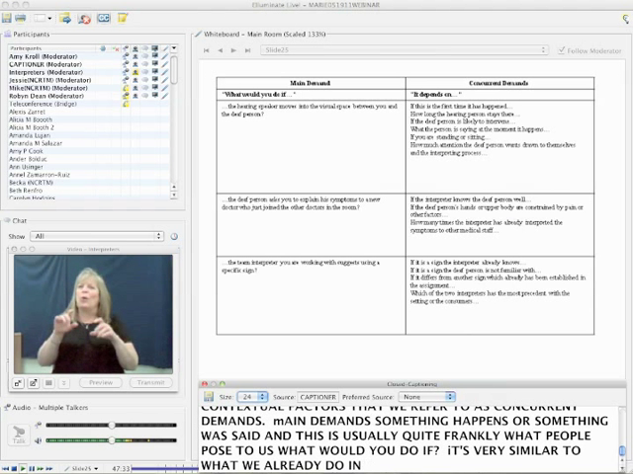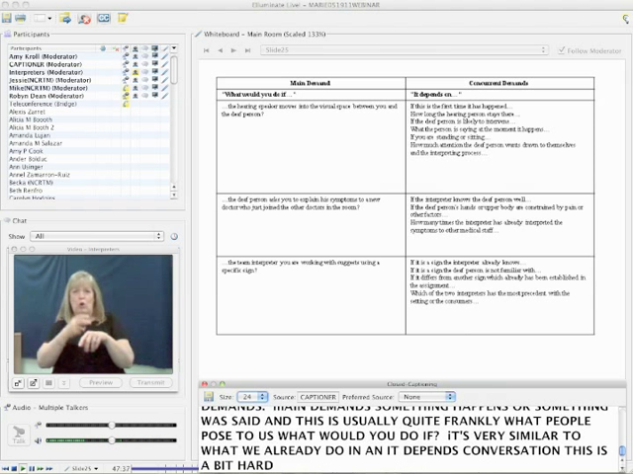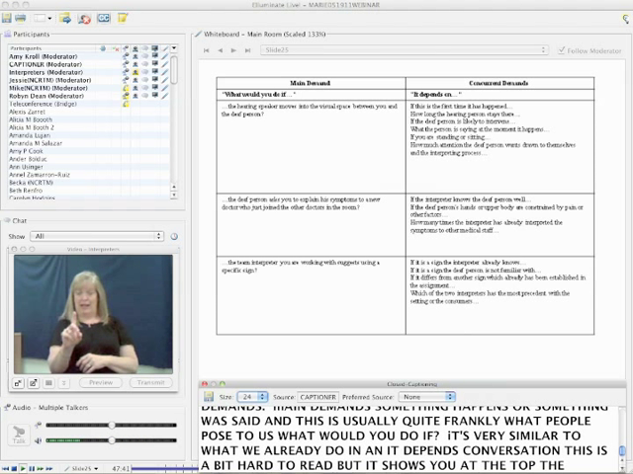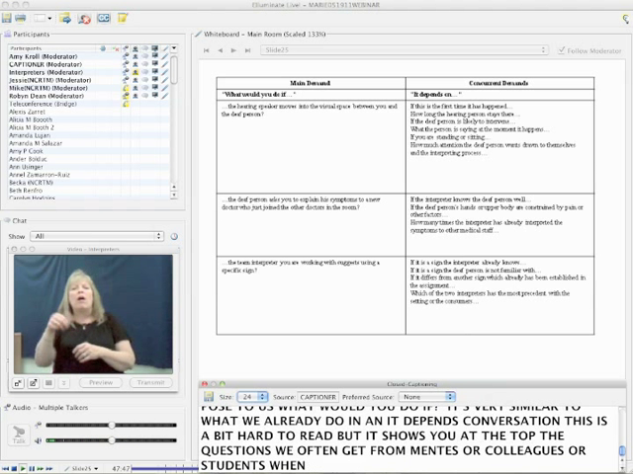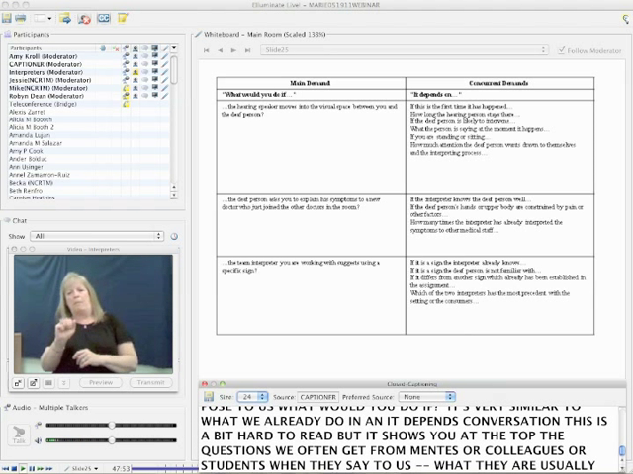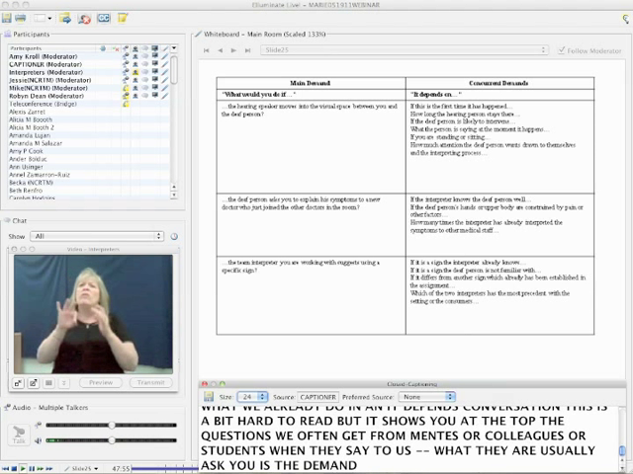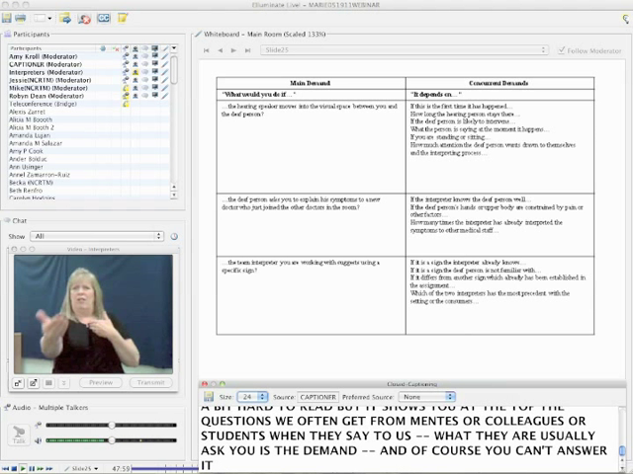This is a bit hard to read. But what it shows you is at the top, what we would consider to be main demands are the questions we often get from mentees or our colleagues or our students when they say to us, well, what would you do if? What they're usually asking you is the main demand. What if the hearing person moves into the visual space between you and the deaf person? And of course, you can't answer it until you have more of what we call the concurrent demands.